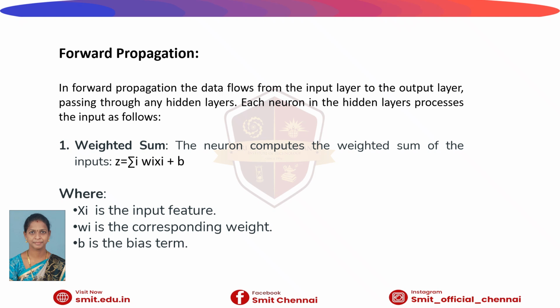Weighted sum. The neuron computes the weighted sum of the inputs. Formula: Z equals summation i equals 1 to n of WiXi plus B, where Xi is the input feature, Wi is the weight, and B is the bias.